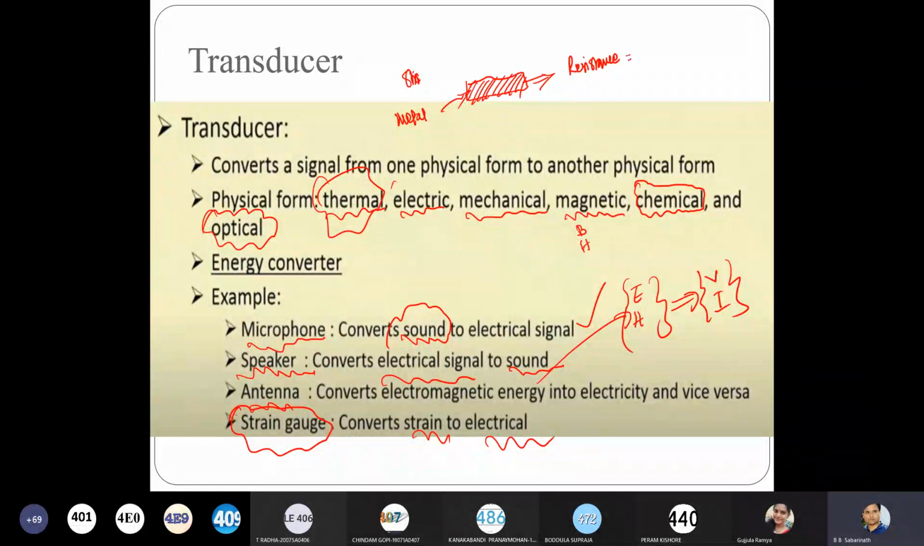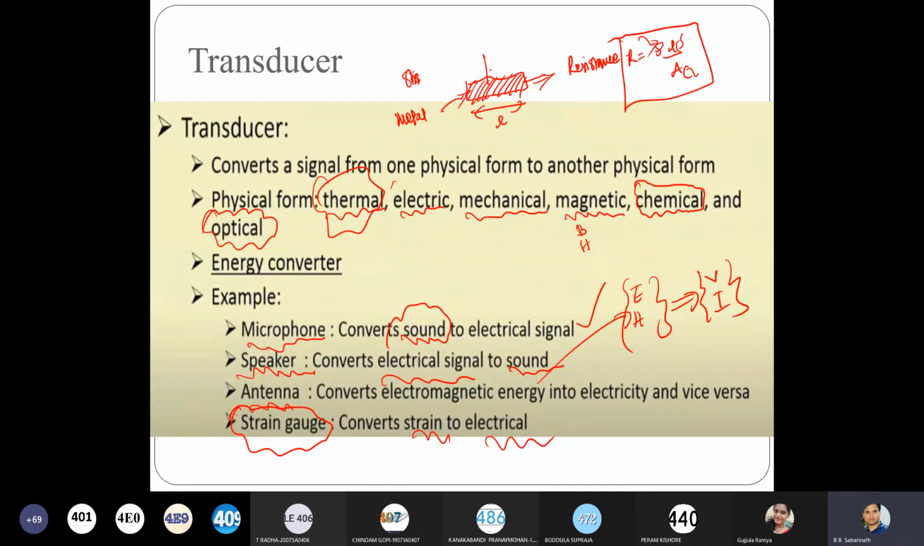So what is resistance? You know that R equals rho L by A, right? Where rho is the resistivity, L is the length, and A is the area. This is the resistance.